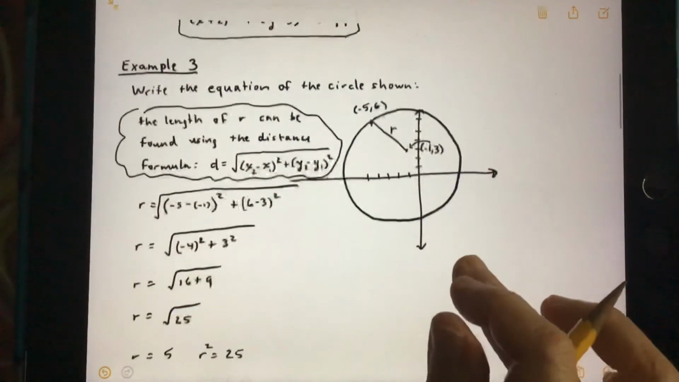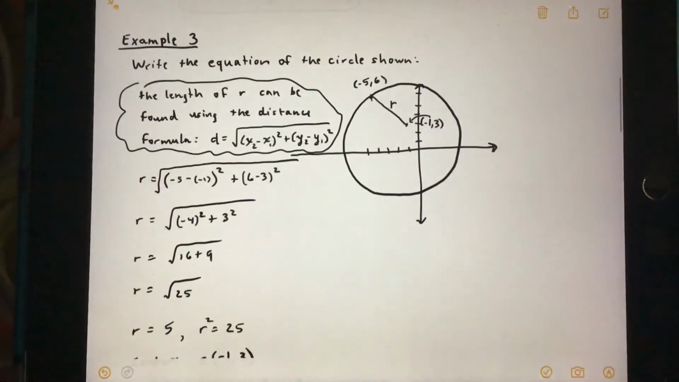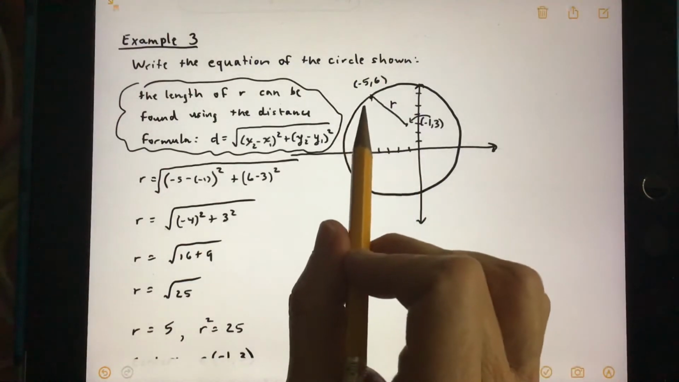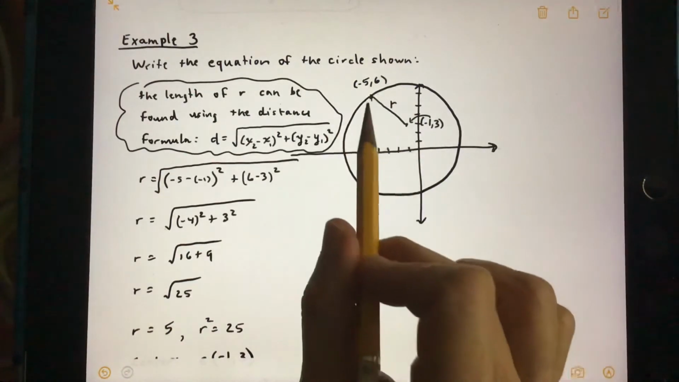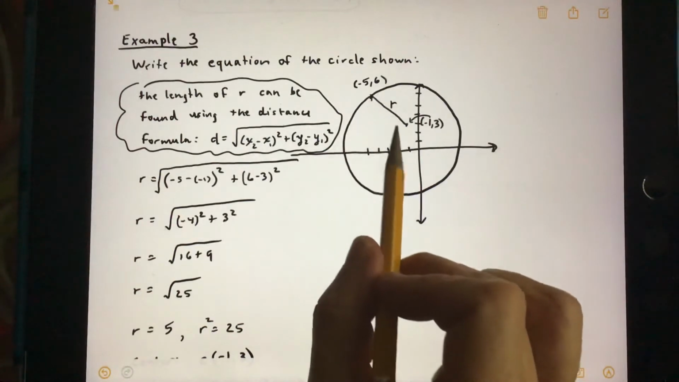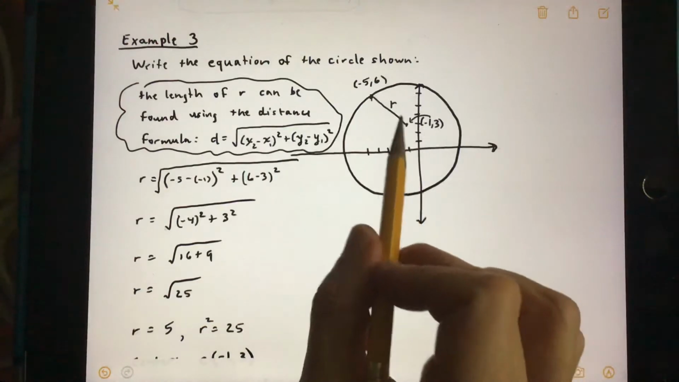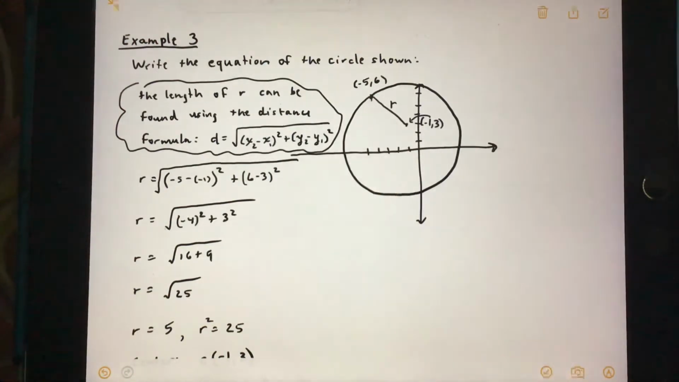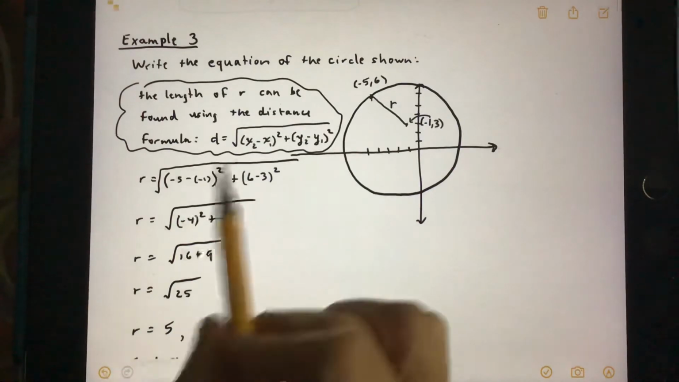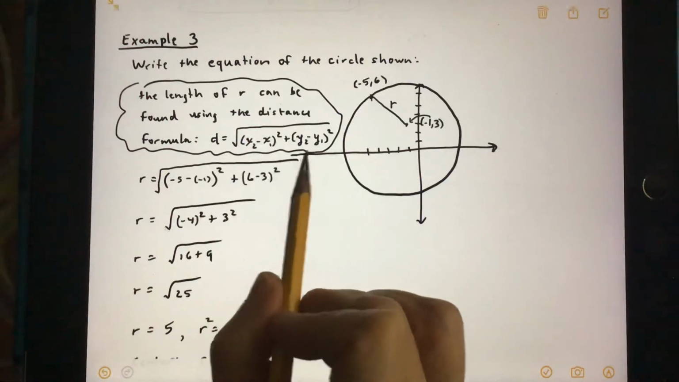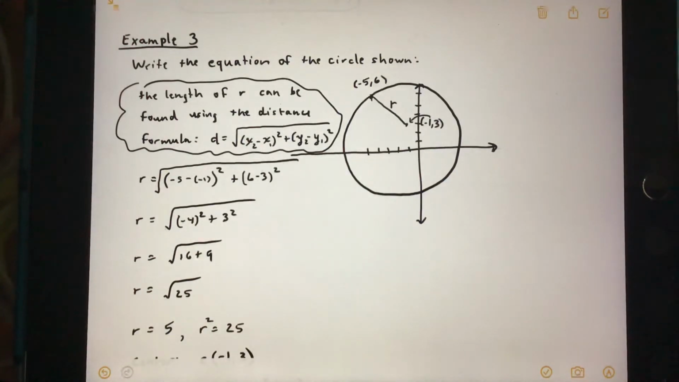Example 3 says to write the equation of the circle shown. They show you a circle with a center here at (−1, 3) and a point on the circle at (−5, 6). Now we're going to need to know the radius to write the equation of the circle. We already know the center, so we have our h and our k right here, but we have to calculate the radius. So the radius can be calculated using the distance formula. And our distance formula here is equal to the square root of (x2 − x1)² + (y2 − y1)². Let's go ahead and put our numbers in for our x2 and our x1.